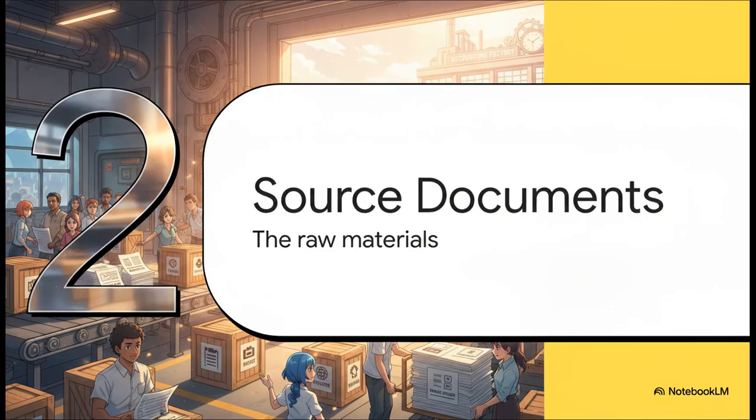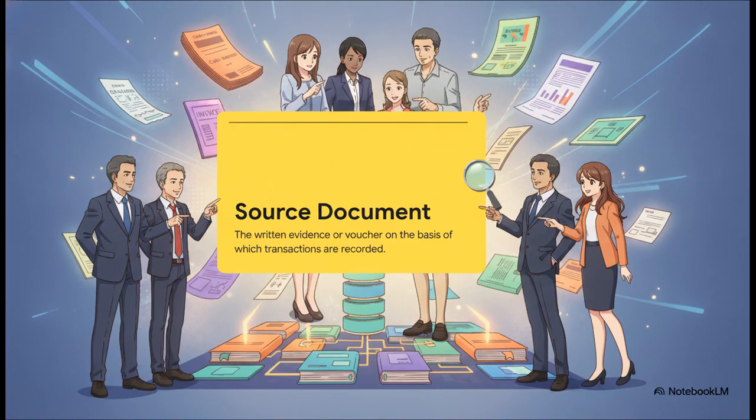Moving on to Part 2, source documents. These are our raw materials. This right here is the absolute starting point. A source document, or a voucher, as you'll often hear it called, is the written documentary evidence that proves a transaction actually went down. We're talking cash memos, pay-in slips from a bank deposit, invoices, rent receipts, the whole shebang.